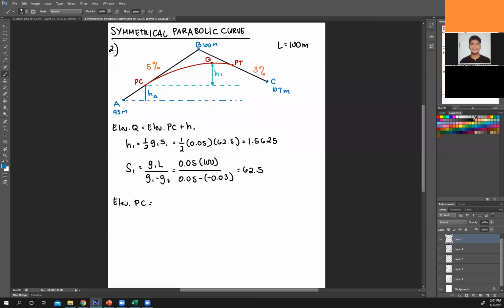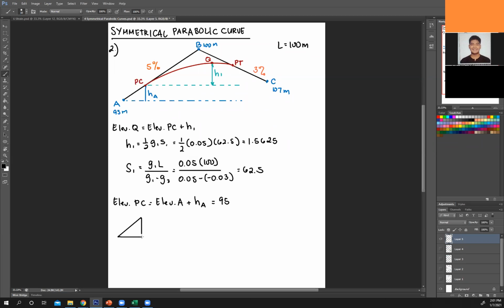I'm able to solve for PC. So elevation PC is just elevation A, which is already given, plus HA. So elevation A is 95. The next problem now is solving for what is HA. And HA is easy enough because this is a straight line, which has a grade of 5%. So getting this is easy.